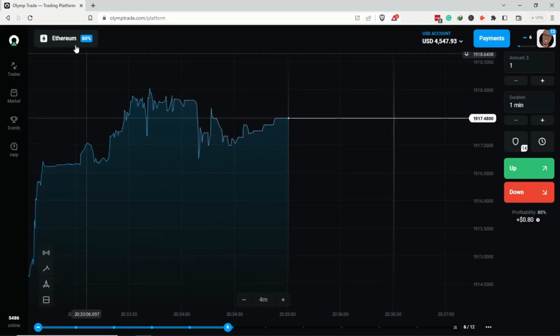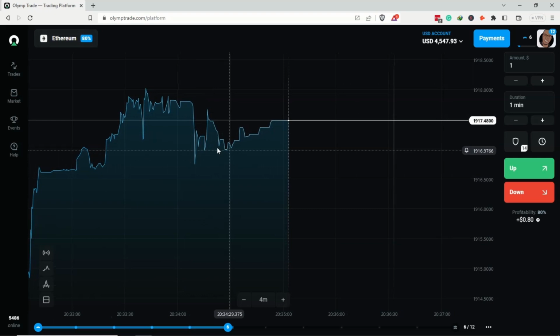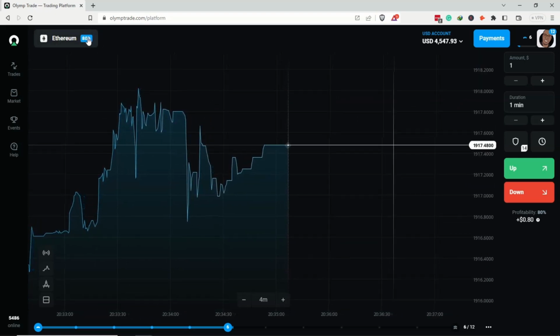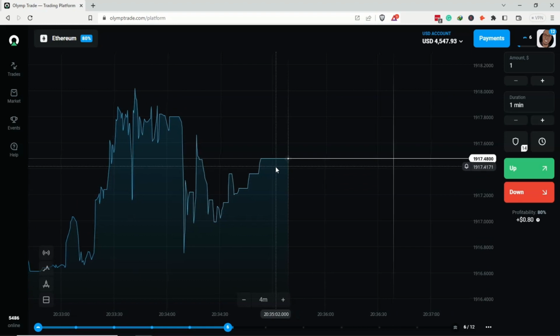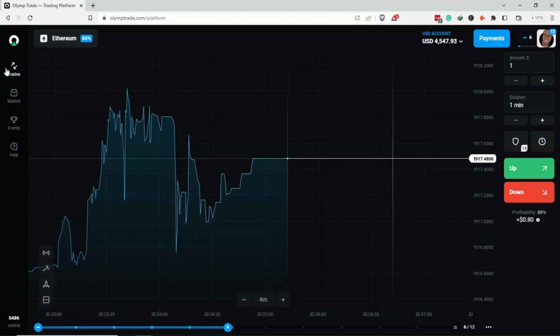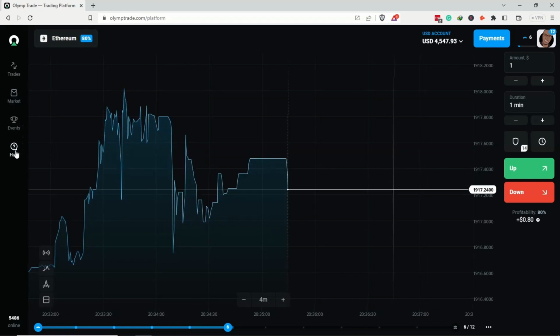Up here you will see the asset that you are looking at currently, and this little number here, 80%, is what you call the profitability, which means when you trade this and you're correct, you get 80% profit of what you invested. Now on your left we have trades, market, events, and help.